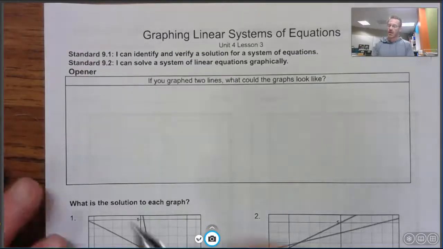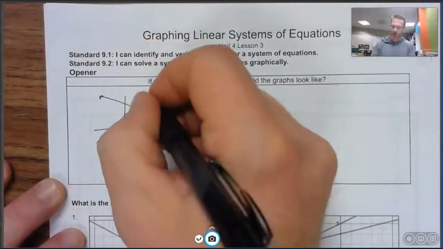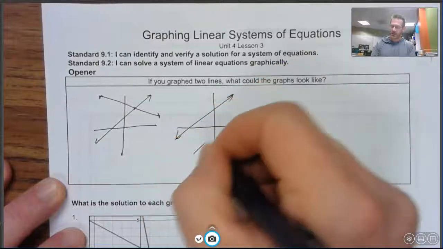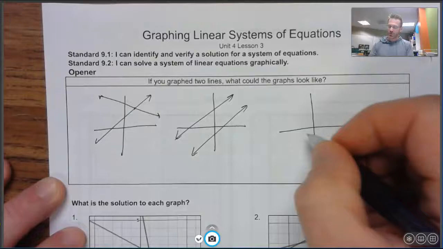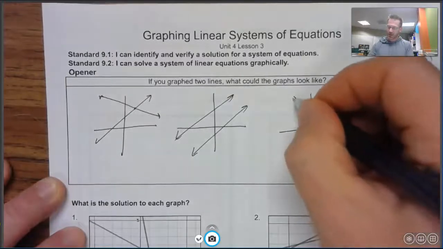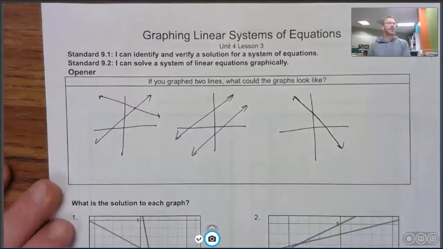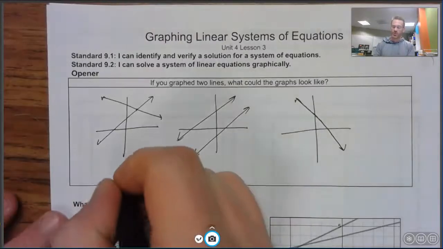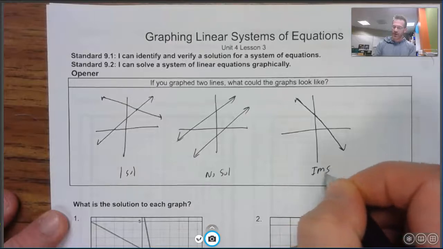All right, so, a couple different things. So if I draw two lines, I could draw them to where they intersect once. I could draw two lines that don't intersect at all. And then I could draw two lines that are the same line. I could just draw that second line right over the top of the first line. And the idea behind this was just to get you thinking that there are really three outcomes that could happen when we're graphing two lines. We could have one solution, we could have no solutions, and we could have infinitely many solutions.